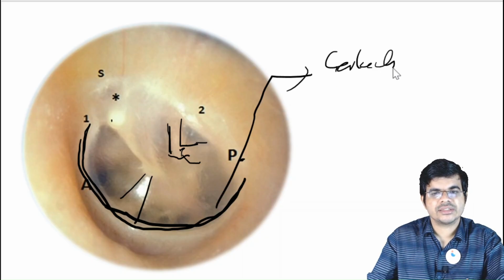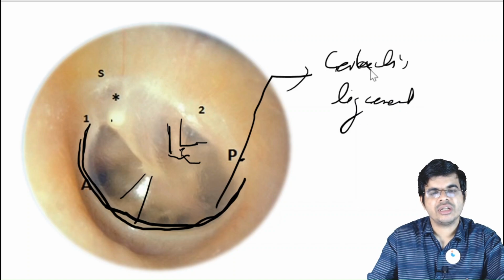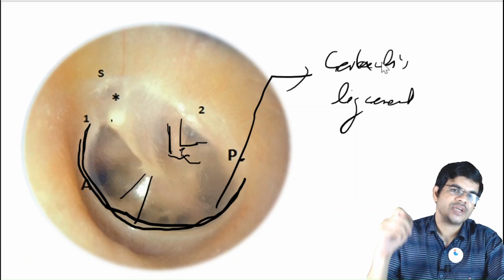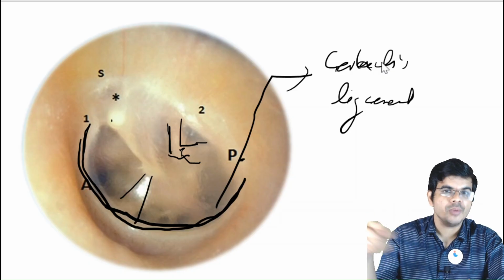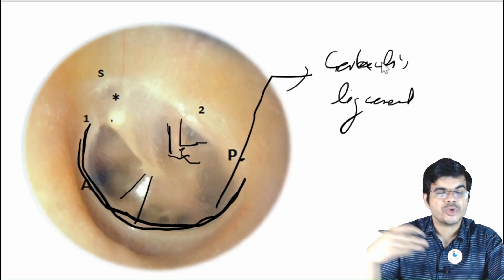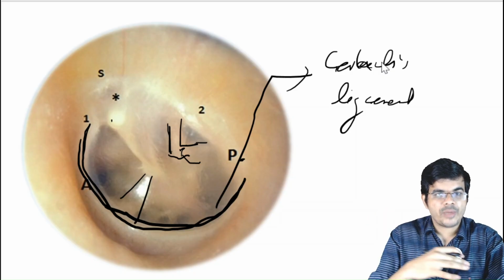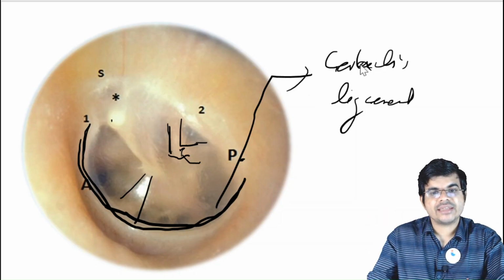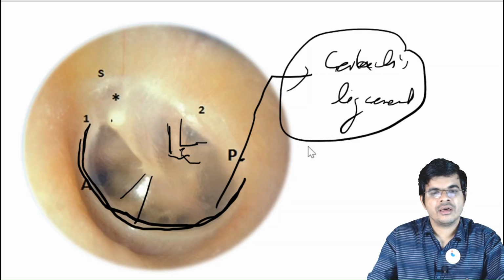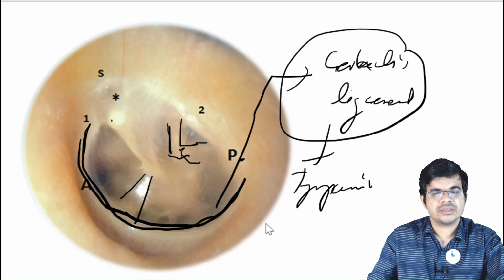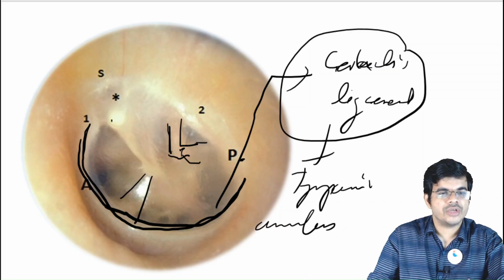What do you mean by Gerlach's tonsil? Gerlach's tonsil is actually the tubal tonsil, about which you will be learning later on when I am talking to you about adenoids and all those areas. But for now just learn that Gerlach's ligament is the tympanic annulus. Tympanic annulus and Gerlach's ligament are both the same.